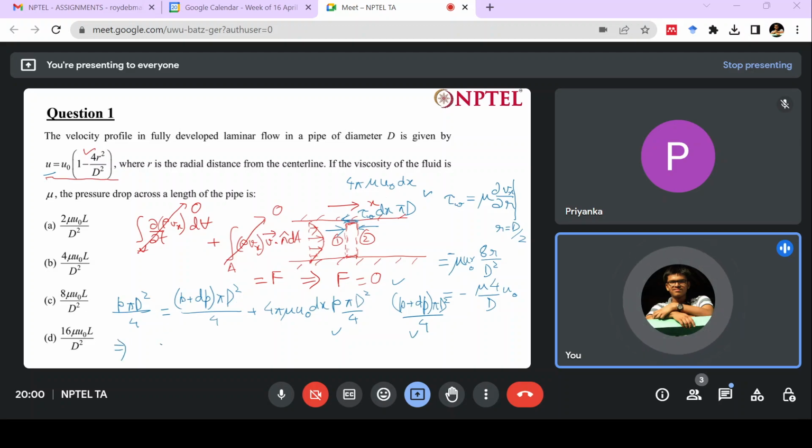If I rearrange, what I get is this dP. Pi d square by 4 is there. I have taken this term this side, so minus dP. That's why I have got pi d square by 4. I can take it on the opposite side, and this becomes 16. The pis will get cancelled. Mu is there, u0 is there. So up to here, right? Up to here.